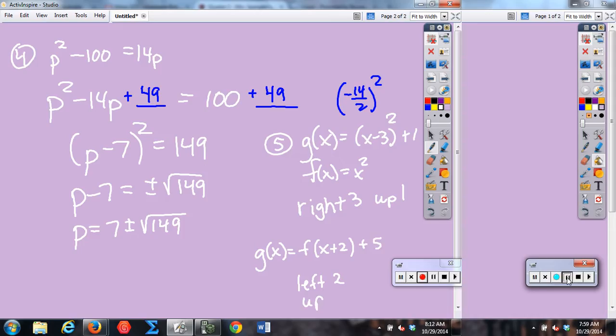But it's not going to necessarily be a specific function like f of x equals x squared. It's still going to work the same. Whatever f happened to be, it shifts left 2 and up 5. Just a new function.